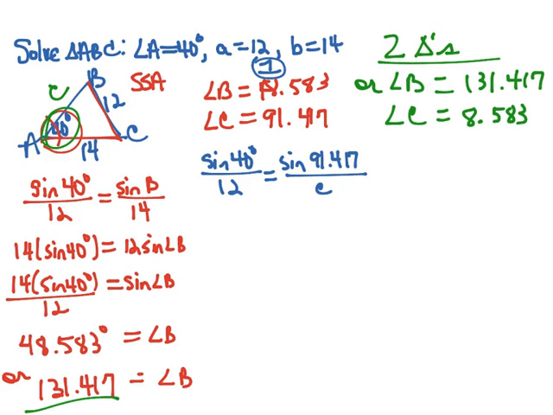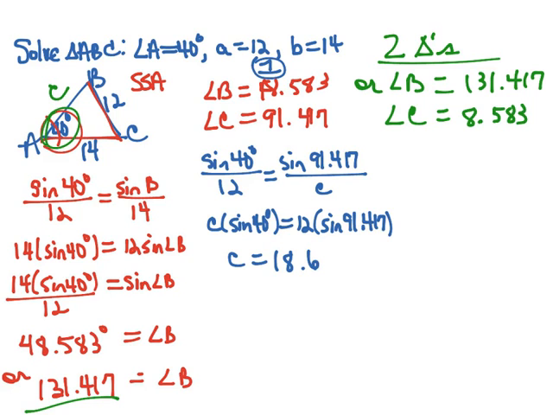And so if we multiply, we'll have c times the sine of 40 equals 12 times the sine of 91.417. So c is equal to 12 times the sine of 91.417 divided by the sine of 40, which gives us that side c is 18.663. And in this particular problem, they didn't give us units, so it's 18.663 units.